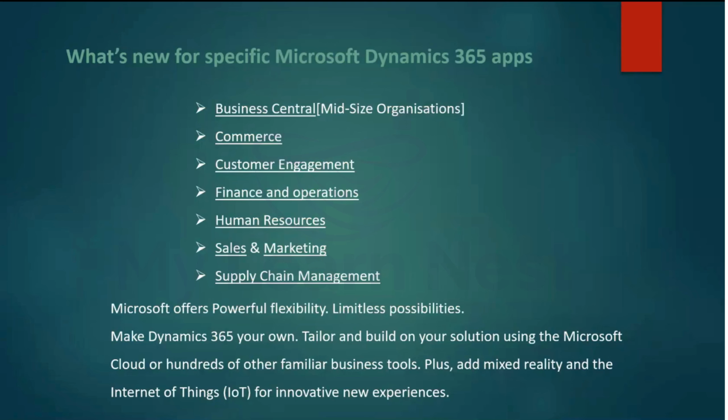These are the modules that you should be aware of: commerce, customer engagement, finance and operations, HR, sales and marketing, supply chain management. These are part of finance and operations itself. The tool will be totally different for commerce, customer engagement, and Business Central. But within finance and operations, HR, sales and marketing, supply chain management, general ledger, accounts payable, accounts receivable, fixed assets, and taxation, all these modules are covered. But licenses have to be procured separately if you want to use manufacturing or production, supply chain management as well. That is a flexibility that Microsoft offers.